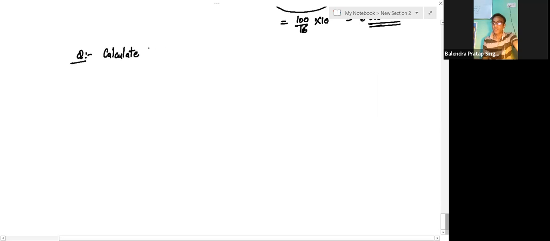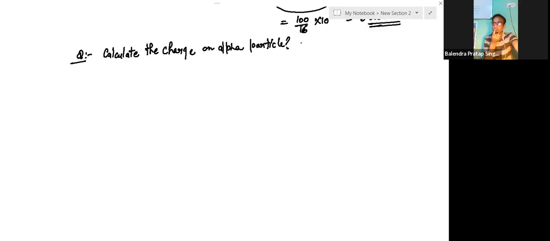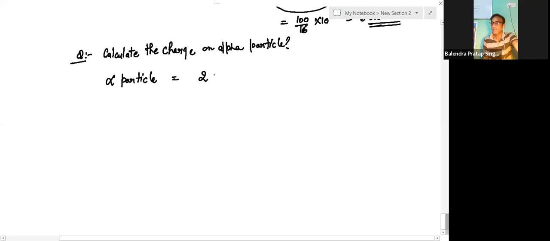Calculate the charge on an alpha particle. Now let's try to solve this question. As I already told you, first thing, how much charge is on an alpha particle? An alpha particle has charge twice the proton charge, that is twice of E. And what is the value of E? It's 1.6 into 10 raised to the power minus 19. So the answer is 3.2 into 10 raised to the power minus 19. So this is the charge on the alpha particle, 3.2 into 10 raised to the power minus 19 coulomb.